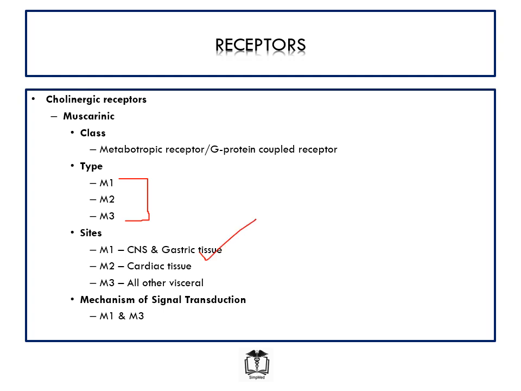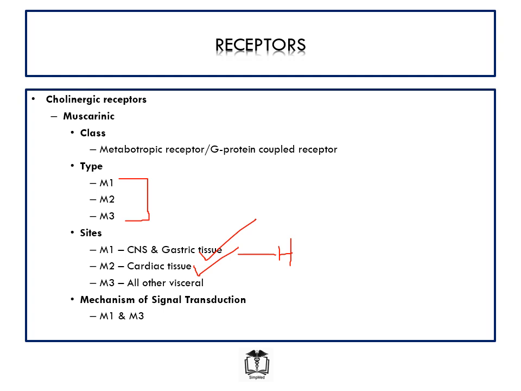This is where they're found largely. And the M2 receptors are found in the cardiac tissues, in the heart. And then the M3 receptors are found in all other tissues inhibited by the parasympathetic nervous system and some part of the sympathetic nervous system. The mechanism of action of the muscarinic receptors, because they are G protein coupled receptors, we'll talk about that next.